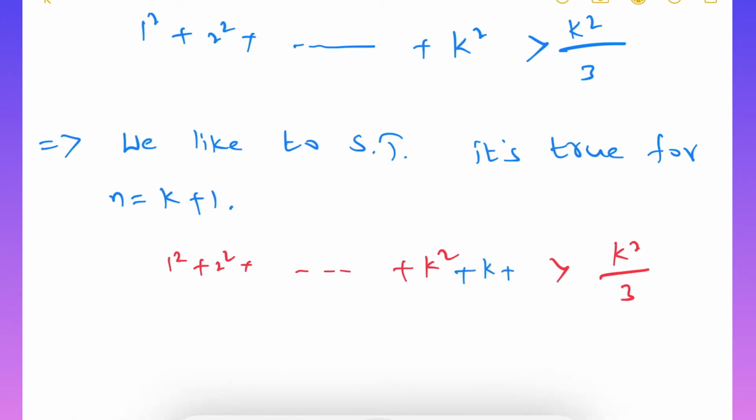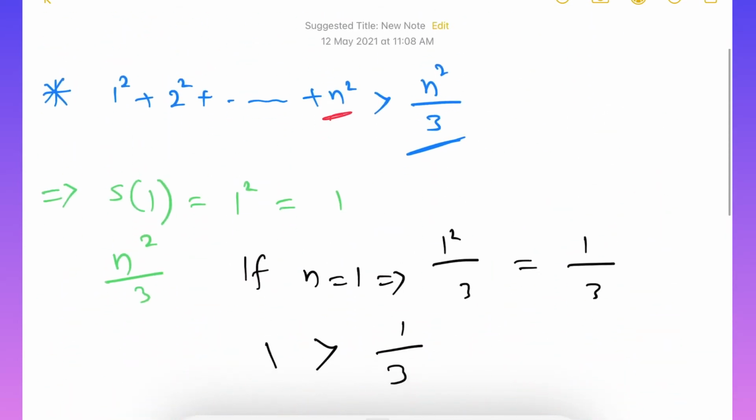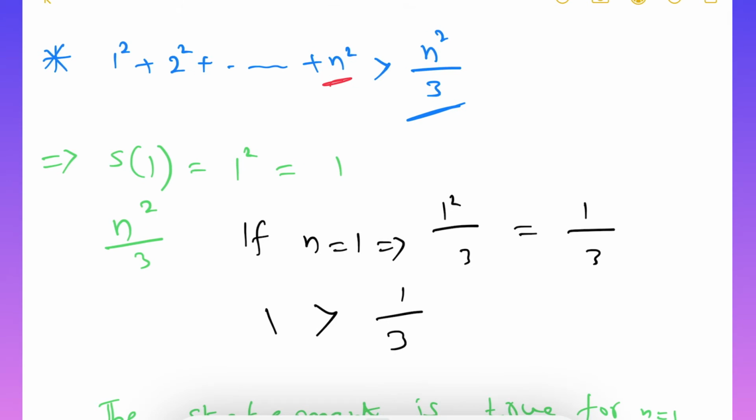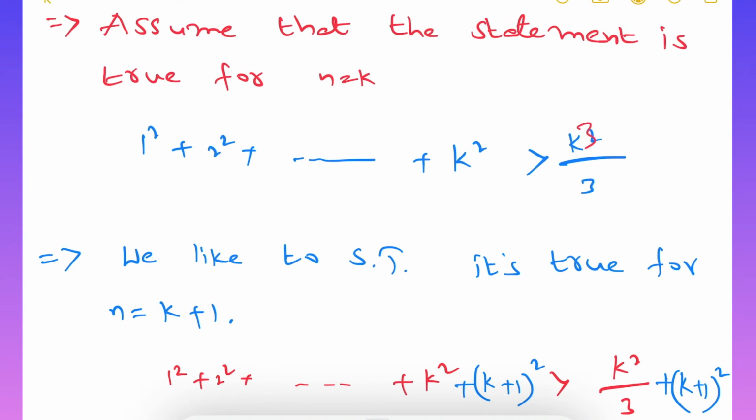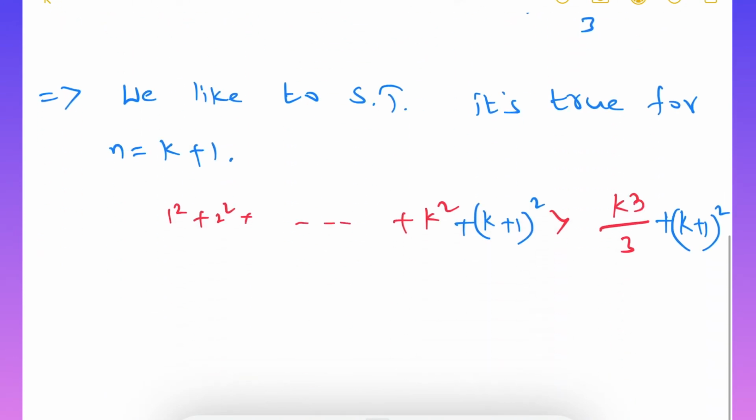Plus k plus 1 whole square greater than k square by 3 plus k plus 1 whole square. Oh sorry, it is n cube by 3. I'm sorry. On the right side we have n cube by 3. This will become 1 cube by 3, nothing but 1 only. Anyway, no problem. Here also we will get k cube by 3 only.